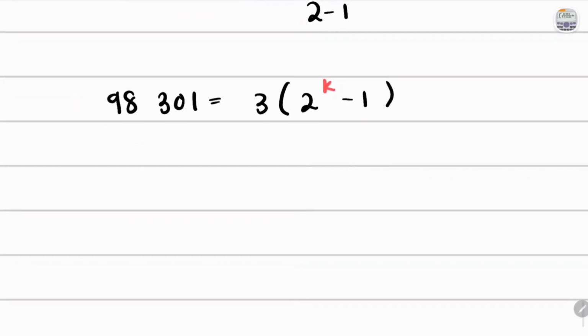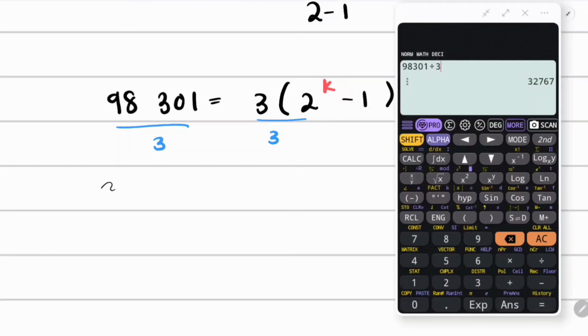Okay, so when we have this, you see that to get closer to k, we can just get rid of the 3 by dividing both sides by 3. And let's see what we get. So we get 32,767 is equal to 2 to the power of k minus 1.